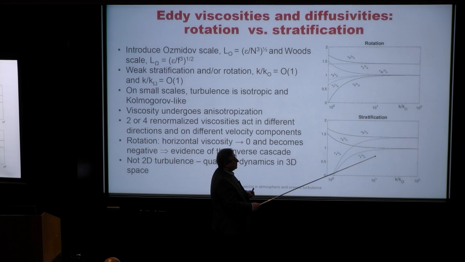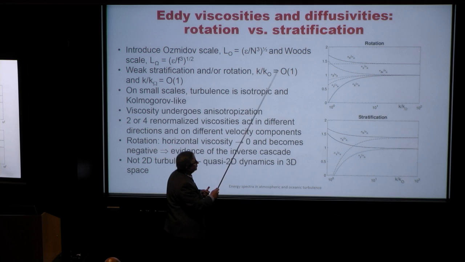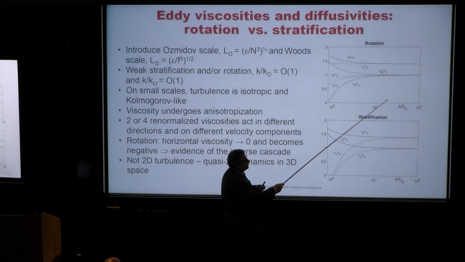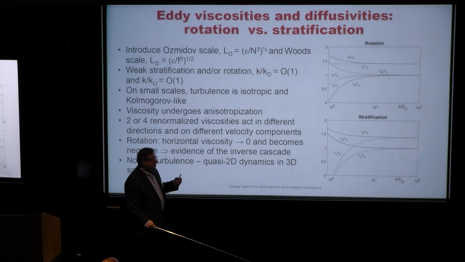In the case of rotation, we can normalize our wave number with k_Ω, which is Woods wave number, and stratification with the Ozmidov wave number. So when we go to very small scales, the turbulence is just going back to normal Kolmogorov, and it's isotropic. But when you go to larger and larger scales, you can see that diffusivity in case of rotation remains the same, may increase a little bit, but viscosity decreases, goes to zero, and it's evidence of development of inverse cascade due to rotation. Okay, and it's shown analytically, it's a very interesting result.